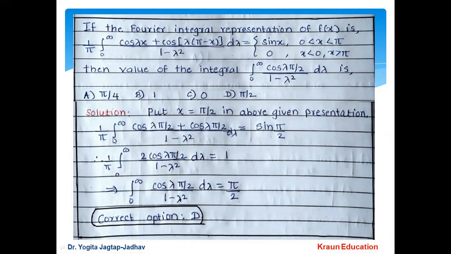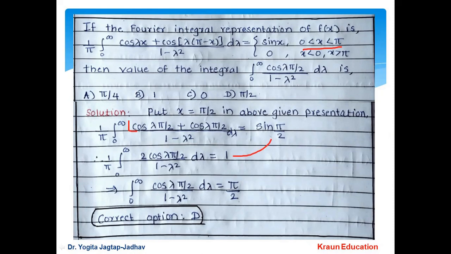When we put x equal to pi by 2, we have this term as 1 by pi integration from 0 to infinity cos of lambda pi by 2 plus cos lambda pi by 2 upon 1 minus lambda square d lambda. And for x is equal to pi by 2, when we observe the function f of x, pi by 2 lies in the interval 0 to pi, isn't it? Therefore, when we put x is equal to pi by 2 in this function, what we have? We get sine pi by 2. And you know that sine pi by 2 is equal to 1.